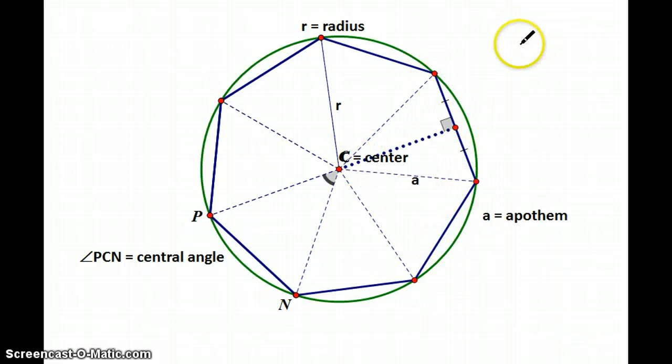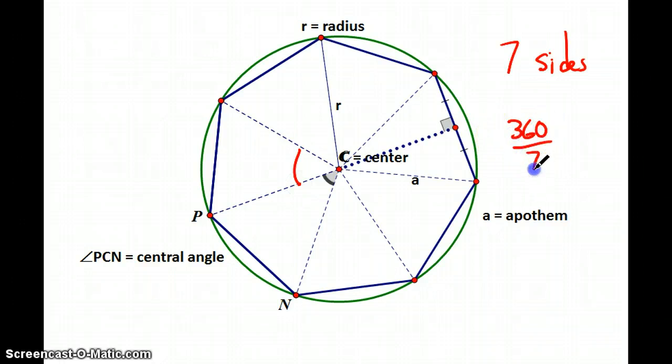Here with 7 sides, I know that the central angle in here has got to be exactly 360 divided by 7. If you think about it, all these angles meet at the center, they go all the way around the circle, and there's one of these triangles for every side. So the size of this angle is always going to be 360 divided by 7.